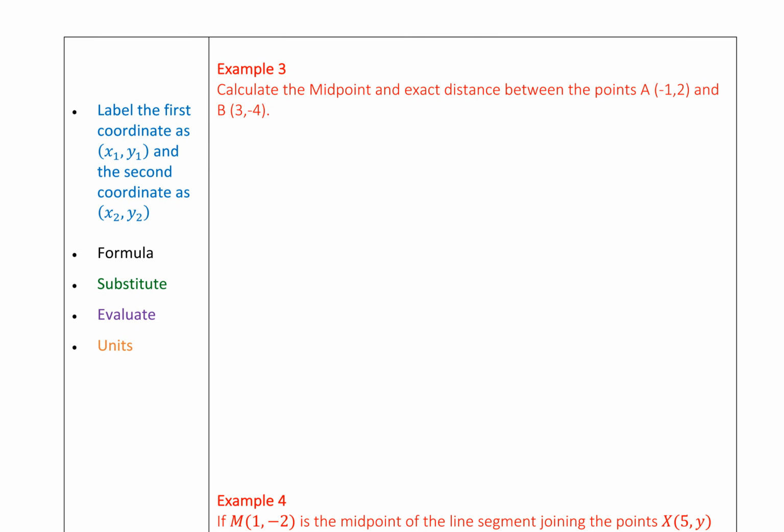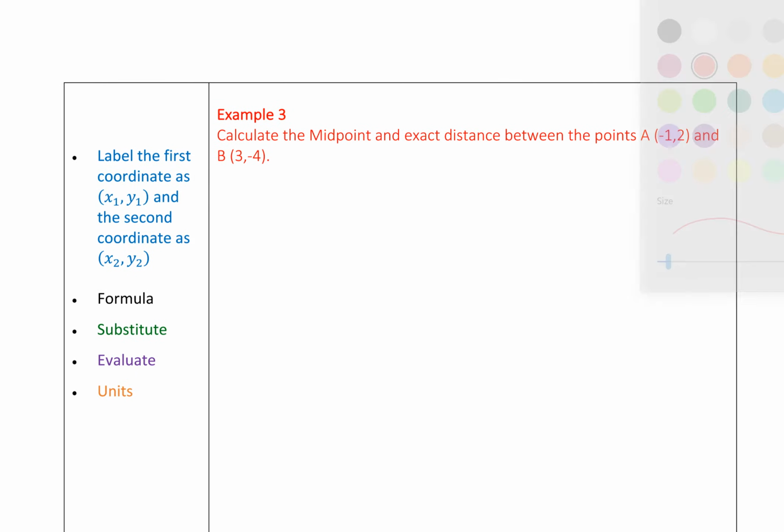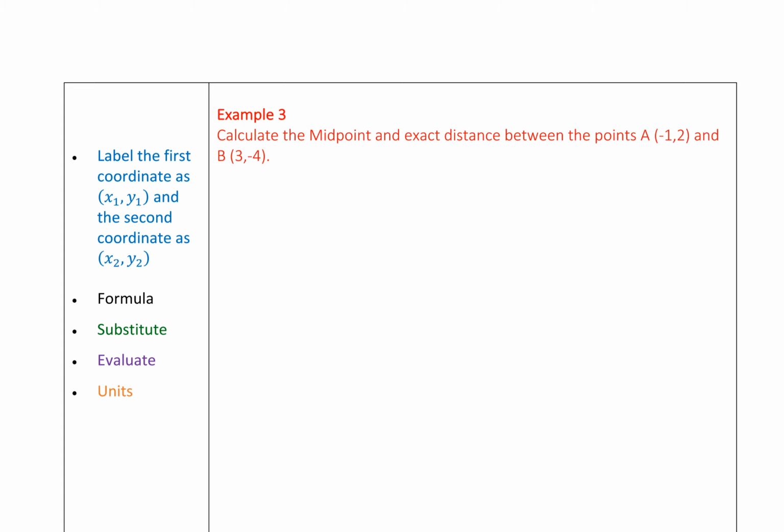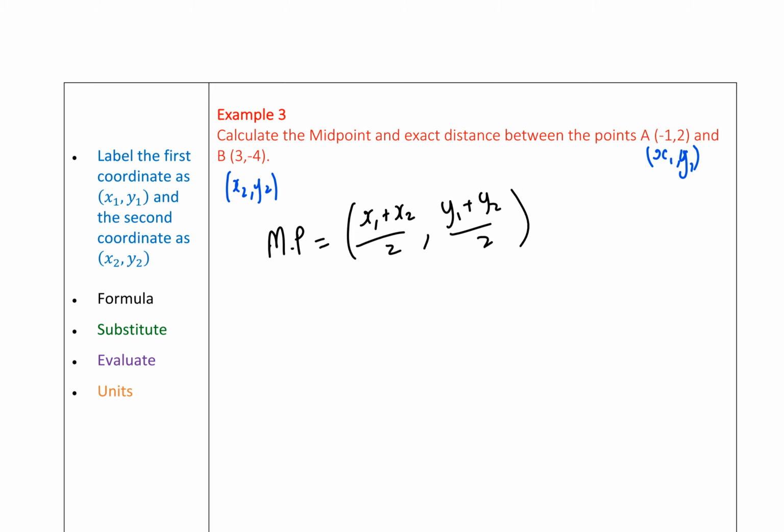For example 3, we're going to quickly do this just so you've got a record of it. Calculate the midpoint and exact distance between the following 2 points. Well, let's start with midpoint. In fact, let's actually start with labeling what we know. This is going to be my x1, y1, so that's my first point A, and this will be my x2, y2. I know that my midpoint is x1 plus x2 on 2 and y1 plus y2 on 2. It's just going to be a coordinate.